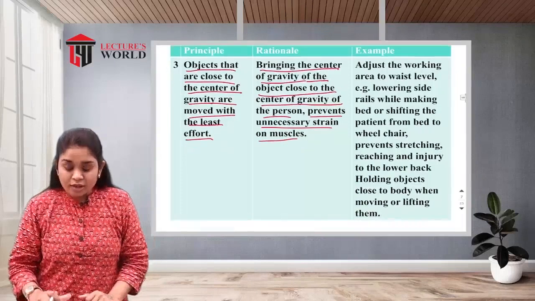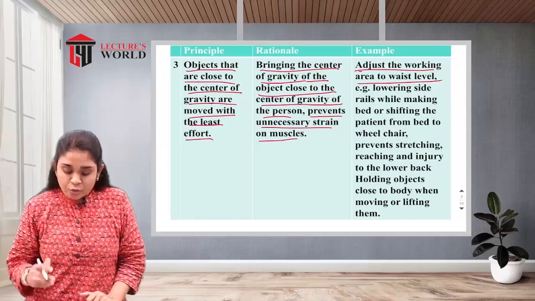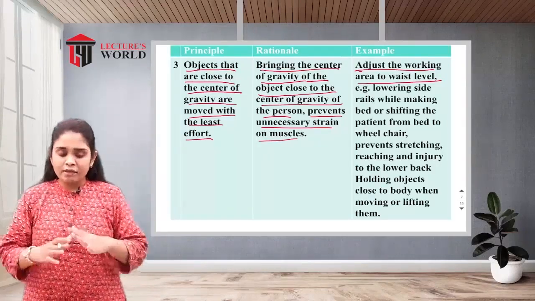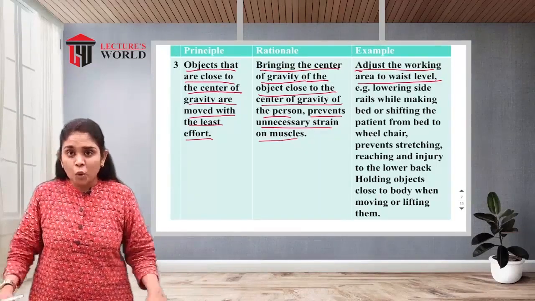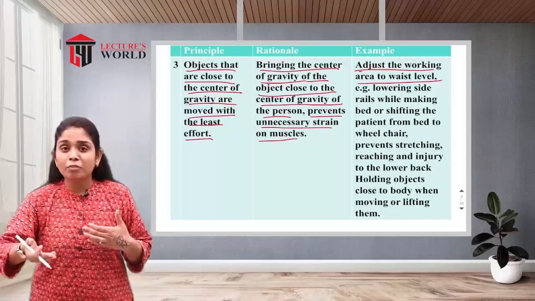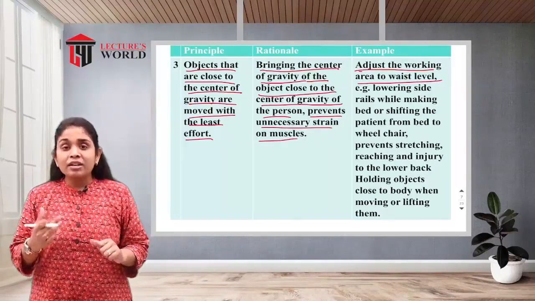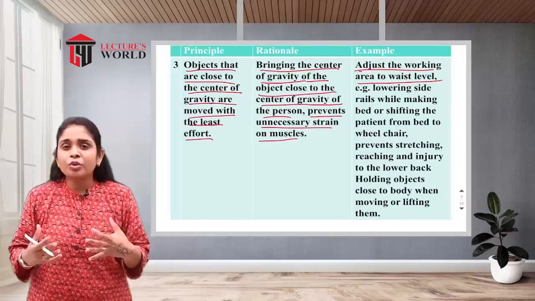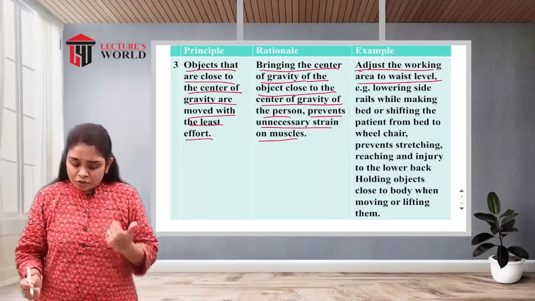Then after, one example has been given: adjust the working area to the waist level. Okay, if you want to do a procedure and the patient's bed is very low, you have to bend your back very much. But if it is at working level, you need not bend yourself extra. Okay, so like that.